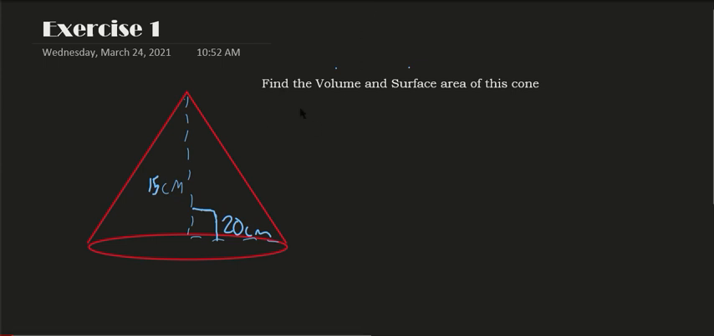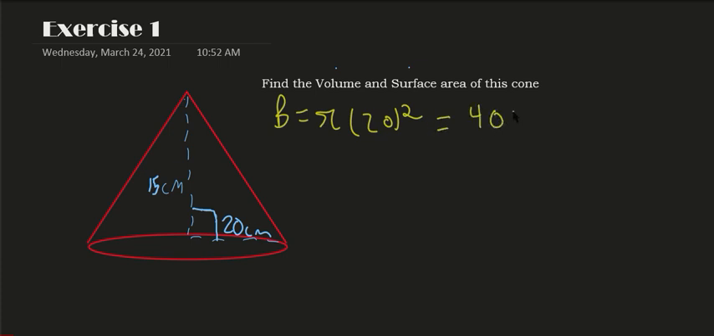So it says here on this question, exercise 1, find the volume and surface area of this cone. The first thing we have to figure out is our base. So that's what we're going to do. Our base is pi r squared, because our base is a circle, and our base is going to be pi times 20 squared, which is equal to 400 pi centimeters squared.